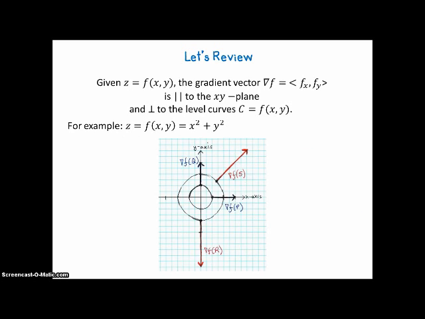Now let's take a look at a picture of the same gradient vectors, but only looking at the level curve. So now we've put them all down on the xy plane, and those are the 2 circles that were shown in the previous picture, except they are now reflected down onto the xy plane. And so you can see that all 4 of these gradient vectors are perpendicular to the level curves.